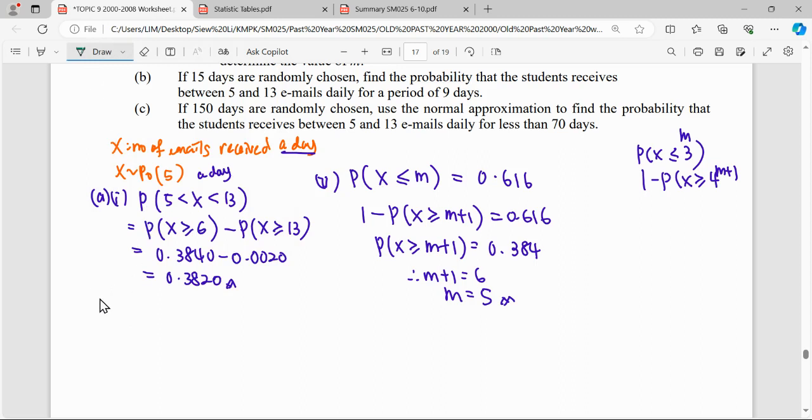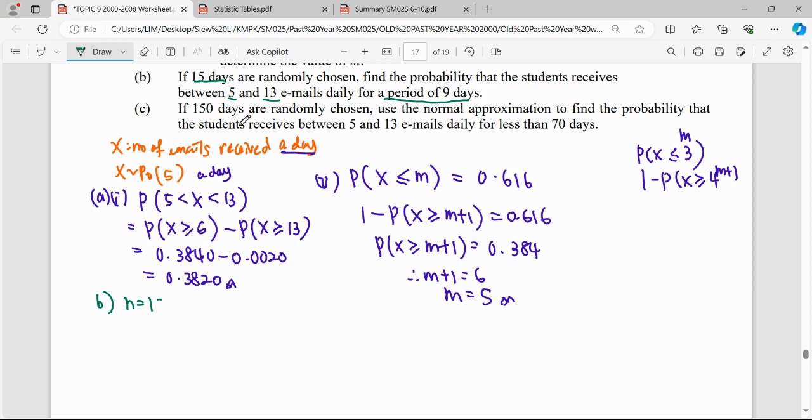Then we come to part B. If 15 days are randomly chosen, find the probability the student receives 5 to 13 emails daily for the period of 9 days. So here is a bit confusing. They want to find a sample. Now it's not finding how many emails, now it's finding how many days.